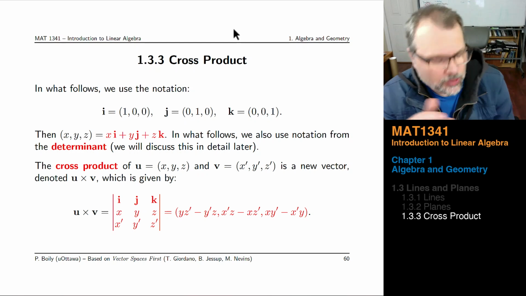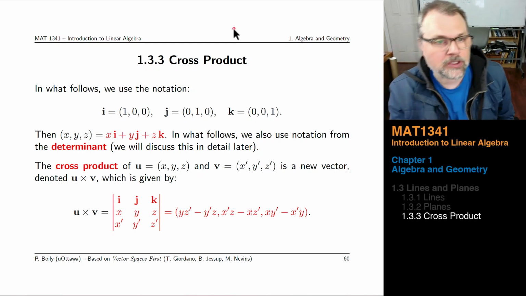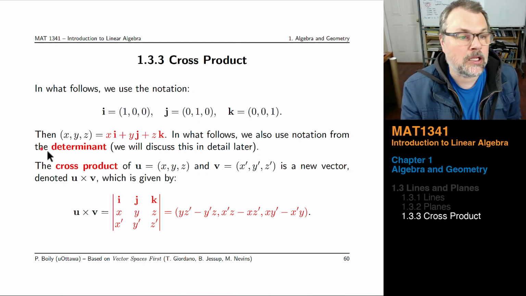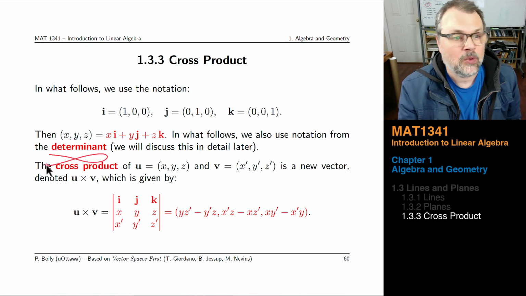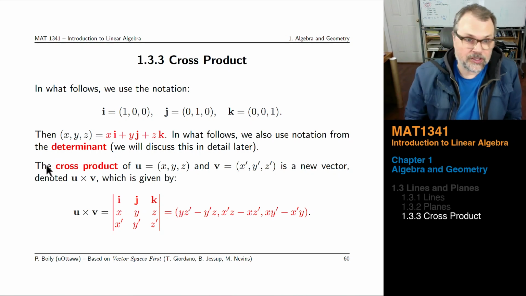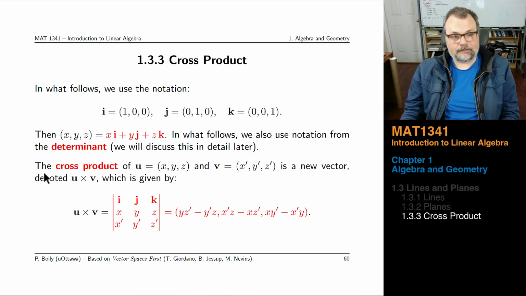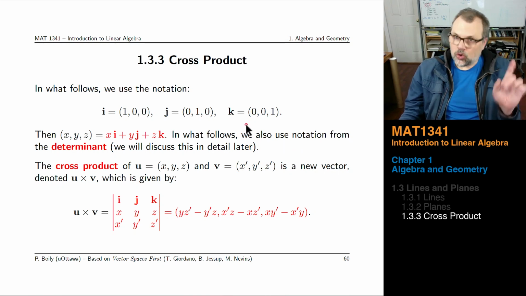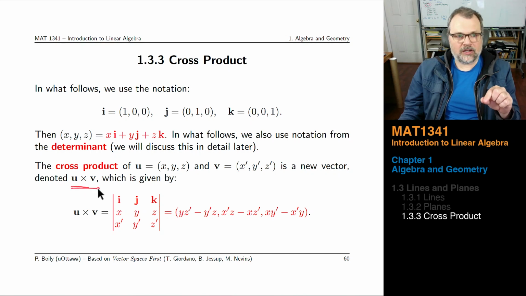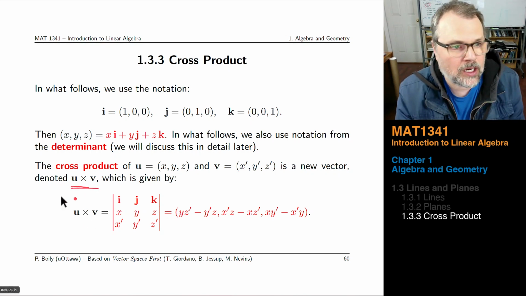And the notation we're going to use is the notation of the determinant. This is something we'll discuss in excruciating detail when the time comes to talk about matrices and invertible matrices. In R3, the cross product of 2 vectors, u and v, is a new vector. U dot v, the inner product, was a scalar; the cross product u cross v is a vector. So this thing here is also in R3.